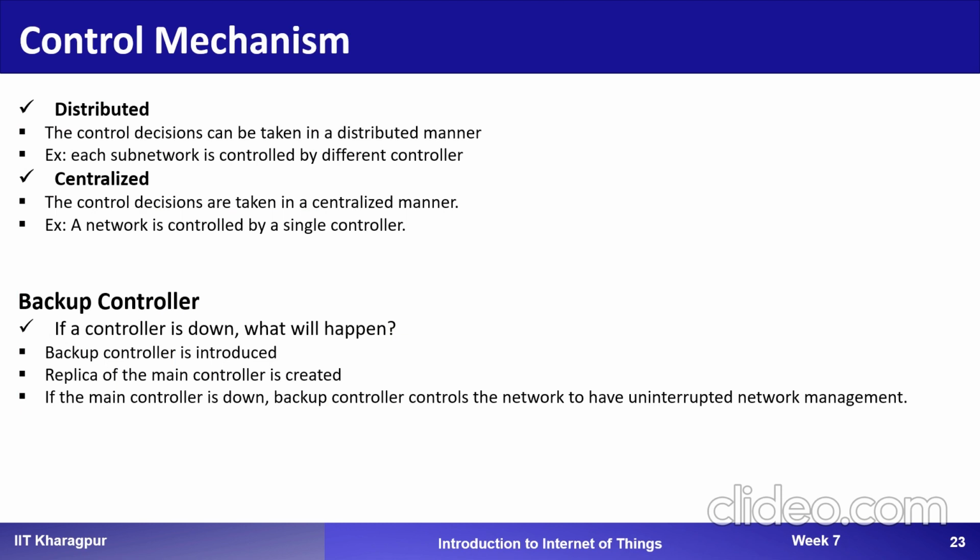Now in SDN, there is one type of controller which is called your backup controller. If your main controller is down, what is going to happen? How are your switches going to forward the data? In that case we need some backup, right? So we use some other controller, which is your backup controller. This backup controller is just a replica of the actual controller, and it is going to get activated only when your main controller is down. If the main controller is down, the backup controller controls the network to have uninterrupted network management.